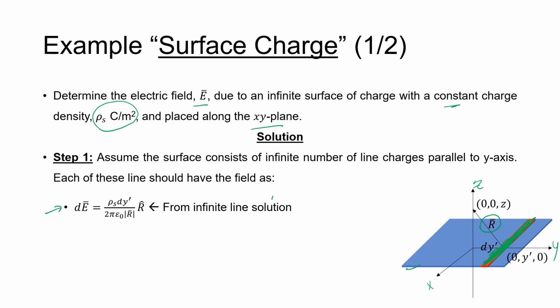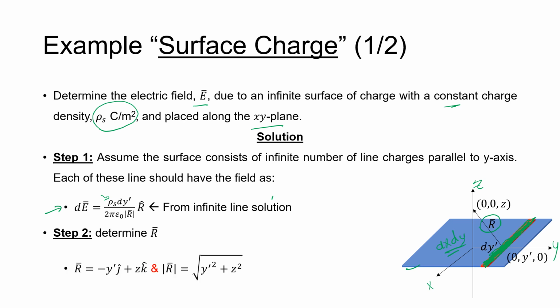dE will be just rho s dy, because now x is already done. I mean, normally we should have used dx dy, but since the line is parallel to x, we already did this problem in the previous video. So now we are only left with dy, so rho s dy representing the charge, and r is the same as before. So let's do the r calculation, and I assumed here that the point of calculation is placed on the z-axis, 0, 0 and z, and our point of observation is placed on the y-axis, which is 0, y dash and 0.